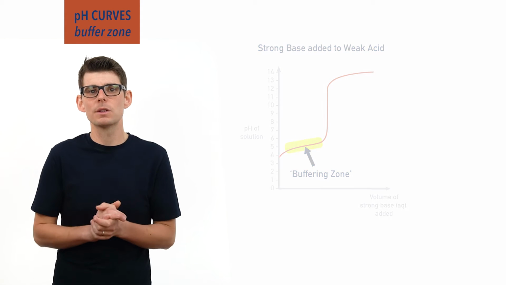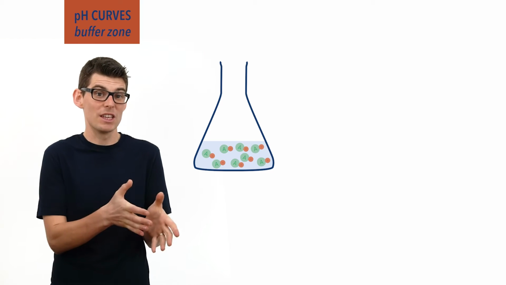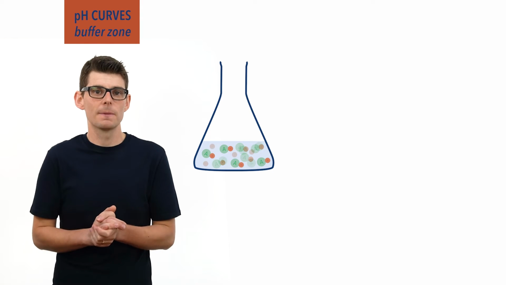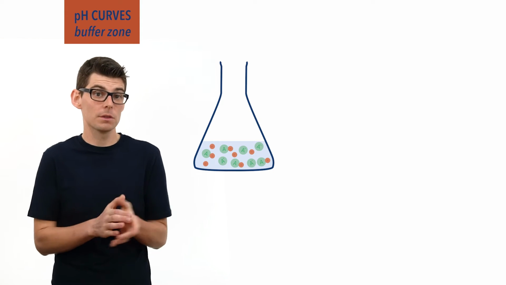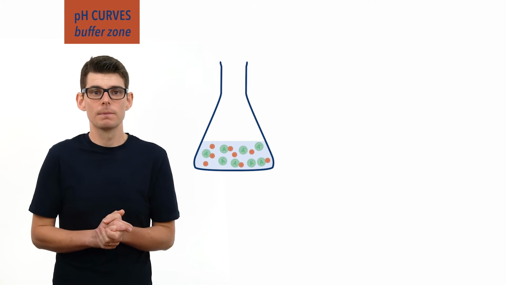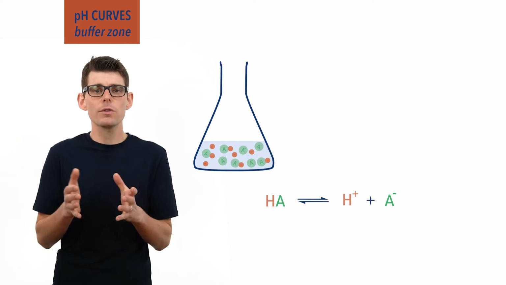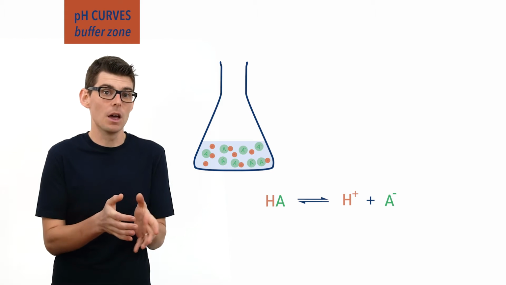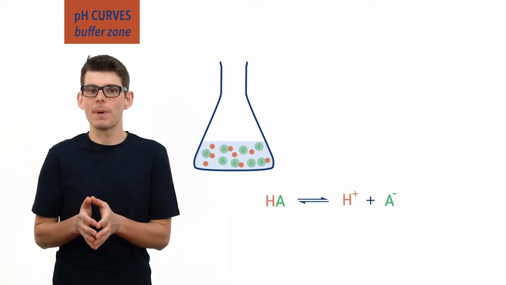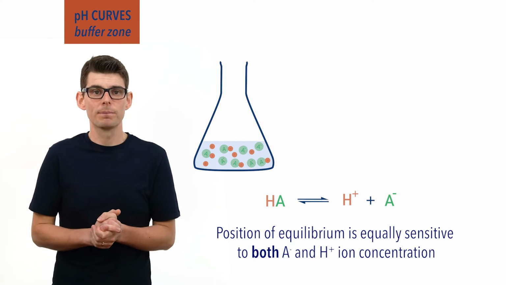In the weak acid solution at the start, a small percentage of weak acid molecules, HA, are dissociated, and this means there are also H+ ions and conjugate base ions, A-, present. An equilibrium forms between the three. As the concentration of H+ and A- ions are the same and very low, the position of equilibrium is based on both the A- and H+ concentration.